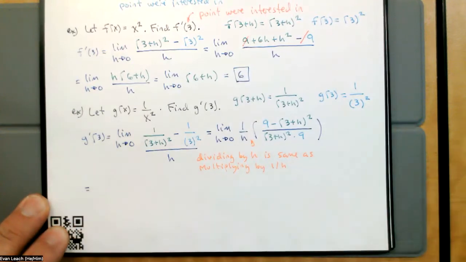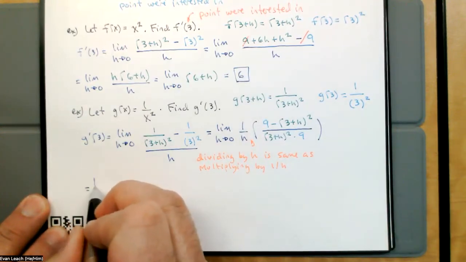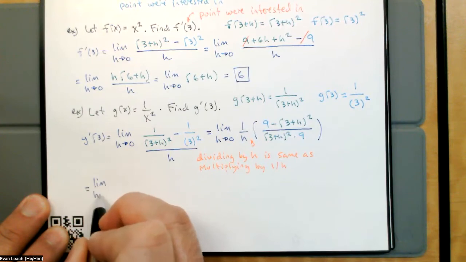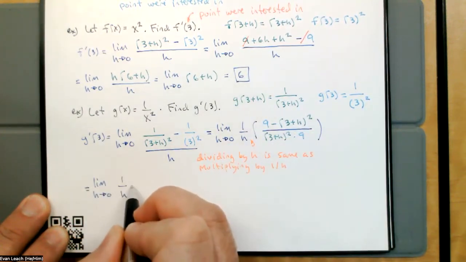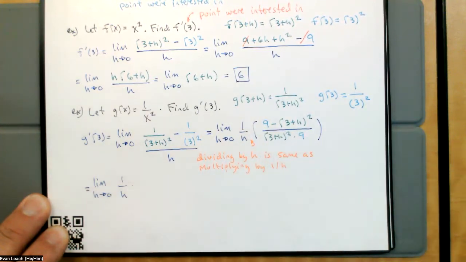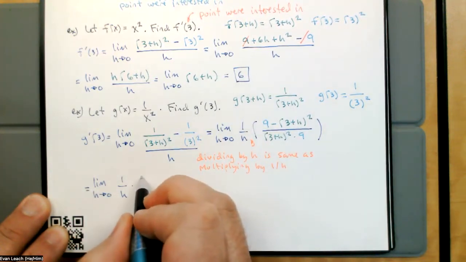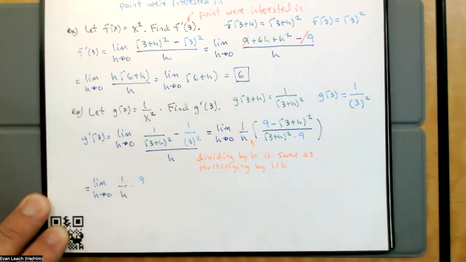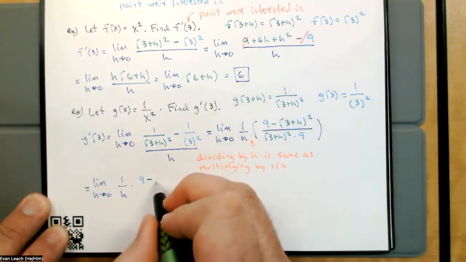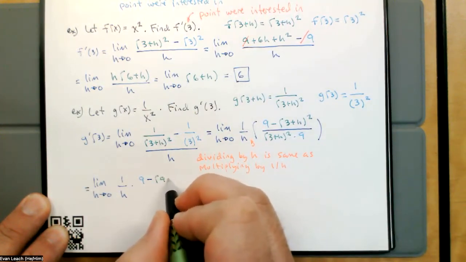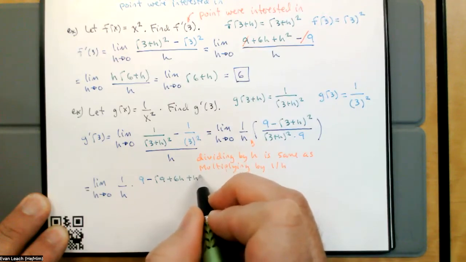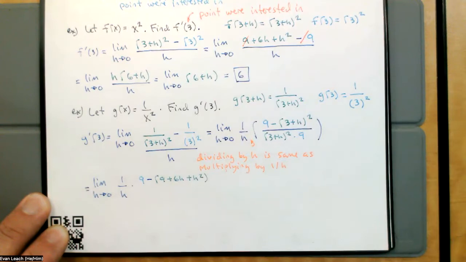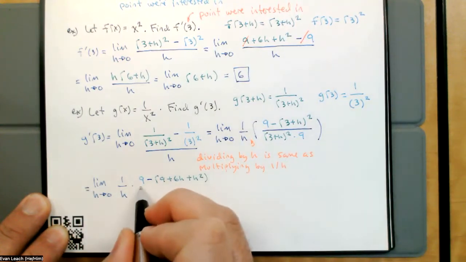We still have not taken the limit as h goes to 0. We're still waiting on the ability to do that. I still have this 1 over h. I haven't canceled it out yet. But this is going to be 9 minus the 3 plus h squared, which is 9 plus 6h plus h squared. The denominator we're going to leave as it is.